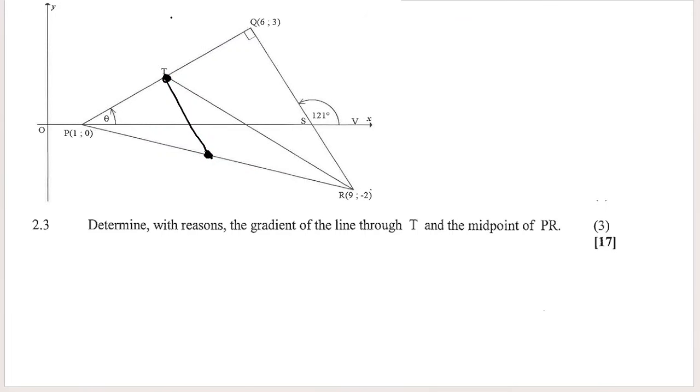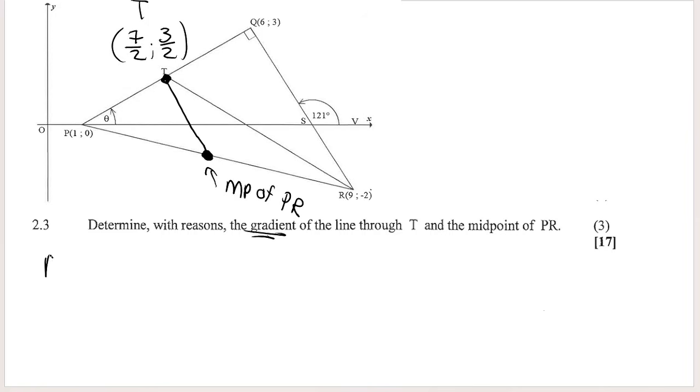Right, so method 2, they want the gradient of this line. And we know that this, once again, is the midpoint of PR. Now, we know that the gradient of a line is y2 minus y1 over x2 minus x1. So I know this coordinate already. I know T. We worked that out earlier, in question 2.1.3. That was our answer. That is T. And we can find this coordinate over here. Once we have the two coordinates on the line, we can find the gradient of the line. Now, how do I find this coordinate over here? Well, we were told that it's the midpoint of PR. So I can find the midpoint of PR by using the midpoint formula.